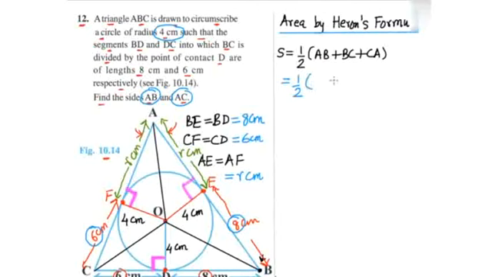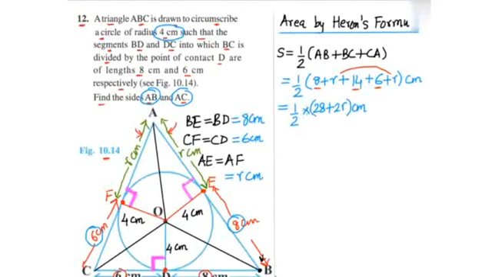So AB is 8 plus r, then BC is 14, and then CA is 6 plus r. So the semi-perimeter will be these many centimeters. Let's simplify this. Half into 8 plus 14 is 22, 22 plus 6 is 28, and then we have r and r, that's 2r. So half into 28 plus 2r, these many centimeters.